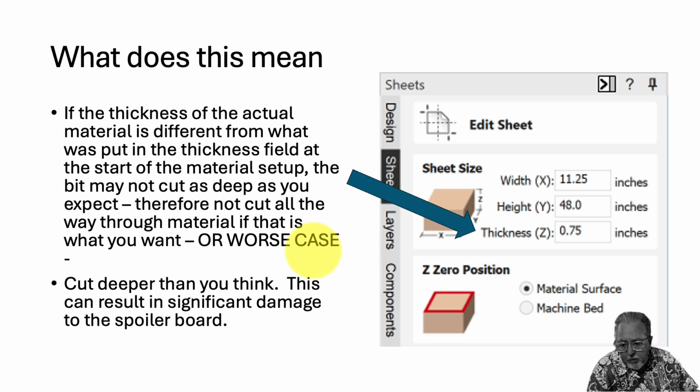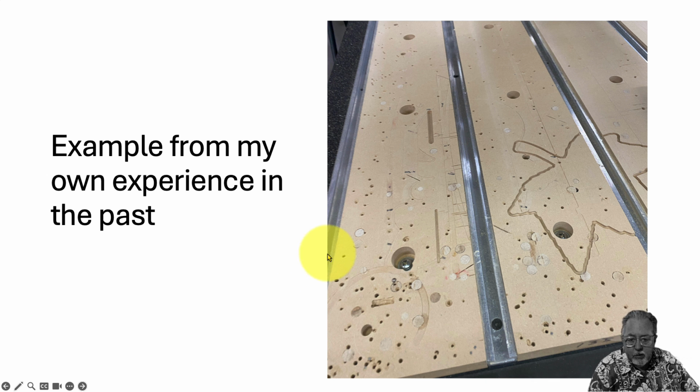But the problem that comes into play is when you cut deeper than you think and you start having spoiler damage. And this is what it can look like. This is an example of my spoiler. I used to always cut from the surface, and you can see these marks aren't very deep. Now all the holes, don't worry about the holes. Those are all my screws from holding material down. But if you don't calculate completely accurately, after a while your spoiler board can really get beat up.